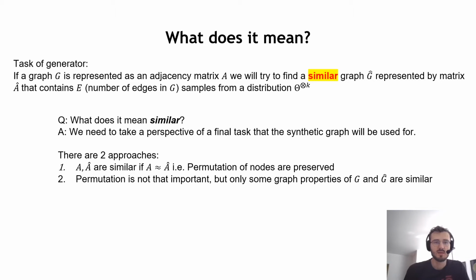The second one is that we don't care about the construction of A and A hat. They can be different. The nodes can be permuted, but only some of the graph characteristics are preserved during the generation, and we'll compare those characteristics to state the similarity of the graph. Whilst the first approach seems more natural, it has one huge disadvantage. We will not be able to compare two different graphs, meaning graphs of different sizes. And we stated at the beginning that we want to solve that kind of problem as well.